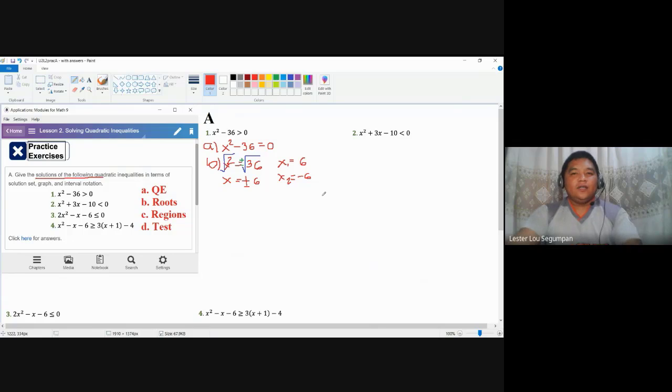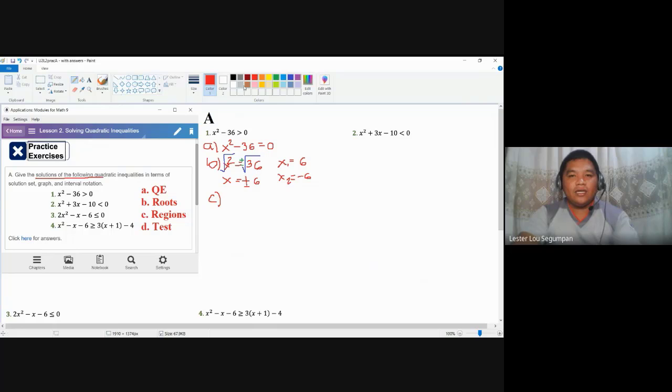Some of you might say, these are actually my solutions, sir. But if you try it here, 6 squared is 36, minus 36, is not greater than 0. Same with negative 6 squared is 36, minus 36, it's also not greater than 0. So these are just the roots for the equivalent quadratic equation, but not for the inequality. Now that we have this, let's proceed with the regions.